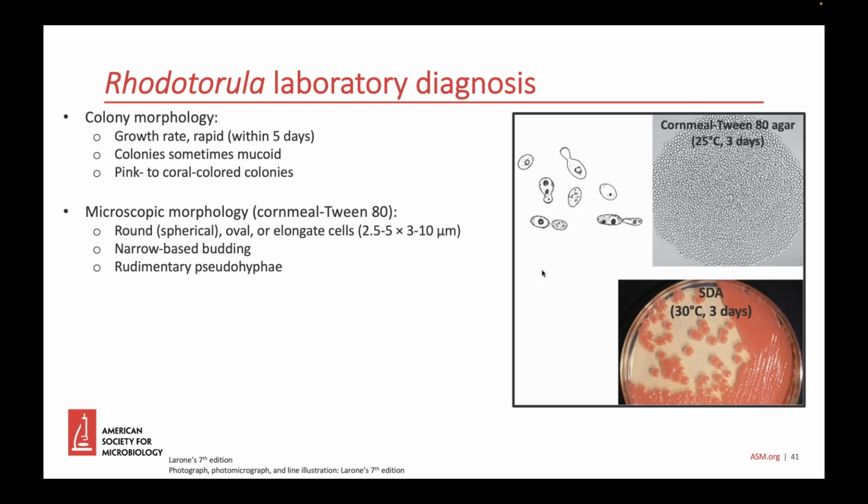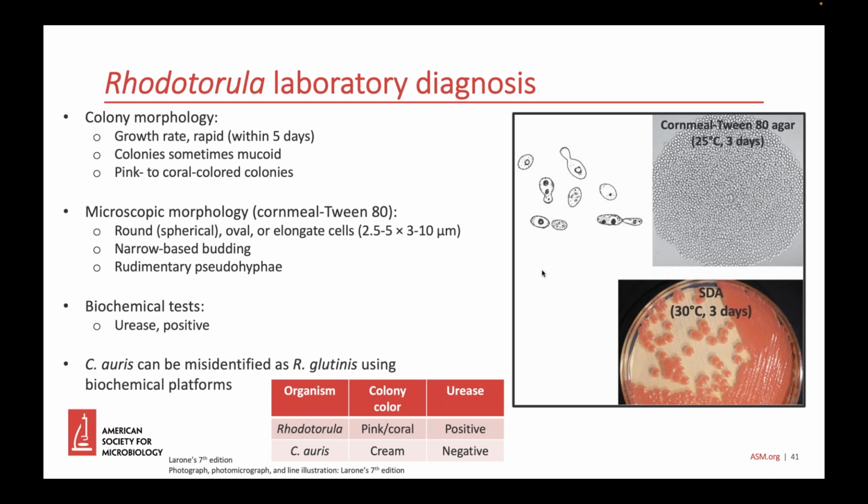Laboratory diagnosis: the colony morphology, the growth rate is rapid. The colonies are sometimes mucoid. They're pink to coral colored. Microscopic morphology, again using the Dalmau plate method: round, spherical, oval, or elongate cells, narrow-base budding, and rudimentary pseudohyphae, as you saw in the example in the Gram stain. Biochemical tests: it's urease positive. Remember, it's one of our urease positive yeasts.